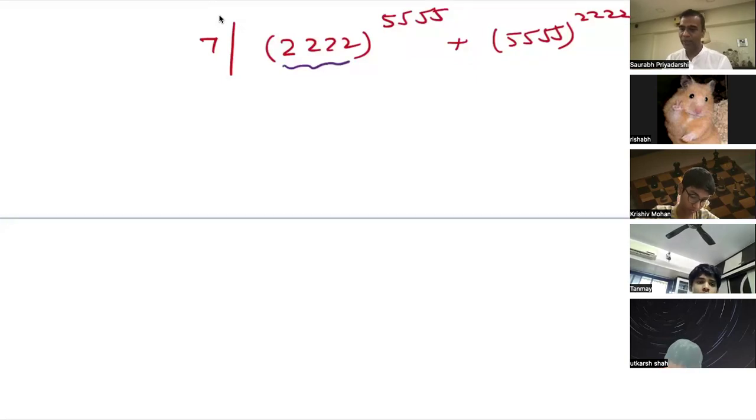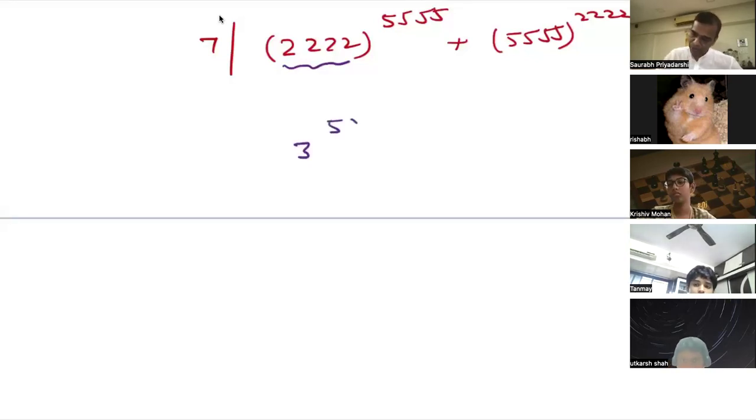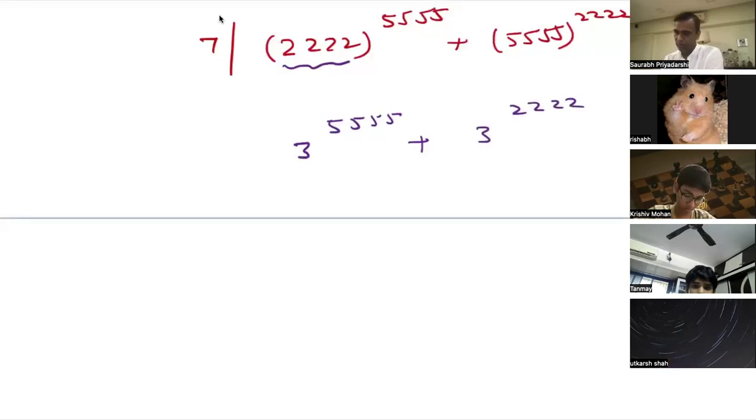What remainder are you getting when you divide 2222 by 7? 3. So you just have to see 3 to the power 5555 plus the second one is 3 to the power 2222, right?